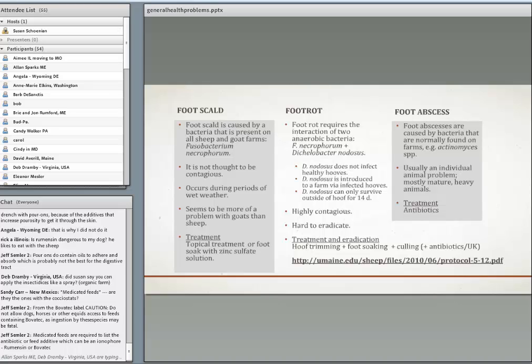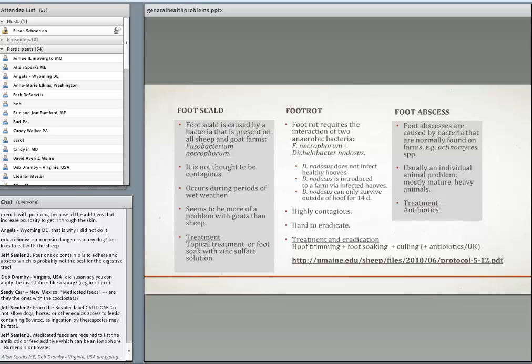So if the hooves are trimmed and there's no entry for that bacteria to get in, or there's no cuts or abrasions, there's nothing that's weakened those hooves, it's not going to infect them. And it's only going to survive outside of the hoof for about 14 days. And those factors right there are pretty key to controlling and ultimately eradicating foot rot on a farm.